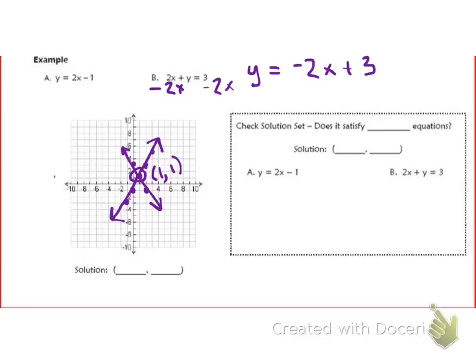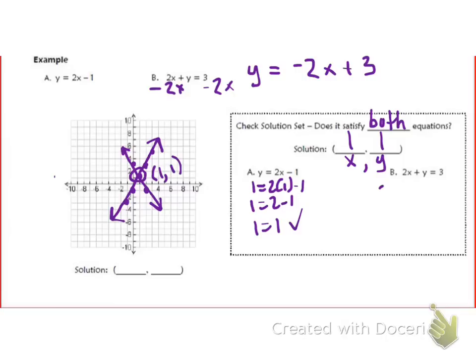So what we need to do is come over to the right and check our solution, because we want to make sure that our solution satisfies both equations. That means it makes both equations true. So our solution was 1, 1, and remember, it's always x then y. And all we're going to do is substitute our x values in and our y values in and see if it comes out equal. So 1 equals 2 times 1 minus 1. 1 equals 2 minus 1. 1 equals 1. Well, that's a true statement. 1 does equal 1. So it works for equation A.